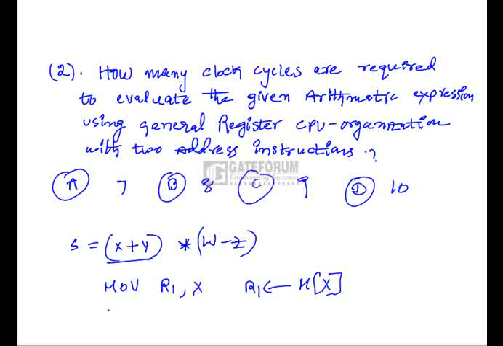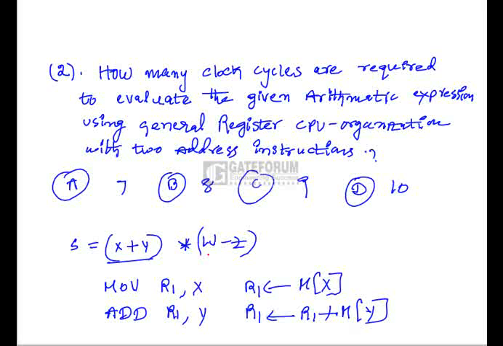Again directly we can add Y to R1, that is ADD R1 comma Y. So these are the 2 addresses. One is the register address, the other is the memory address here. So ADD R1 comma Y indicates R1 receives content of R1 plus content of memory at address Y. That means X plus Y is there in R1 now.